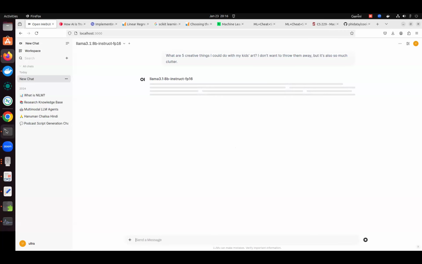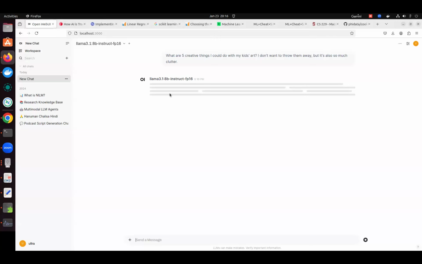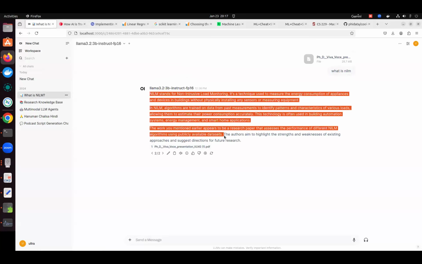I have exited from the model, right? As it is running on premise, it is taking certain time to get loaded, and it should be giving certain answers, but I will show you how it looks. Whenever I ask a question, I uploaded a PhD Viva voce like document, and on that I have a question: what is NLM? It has explained it.